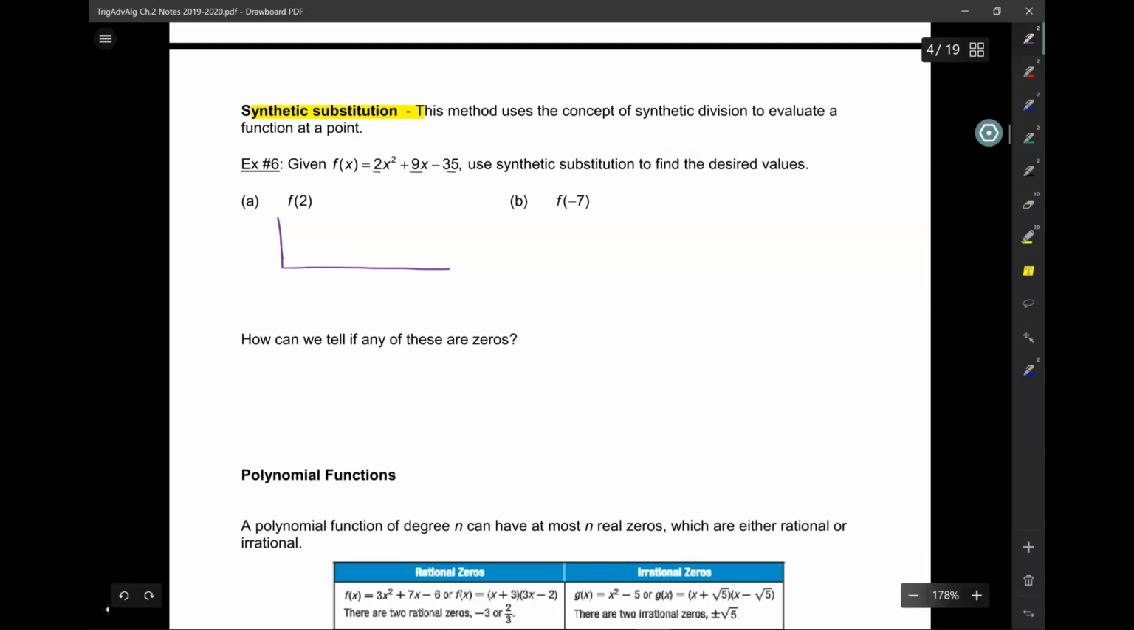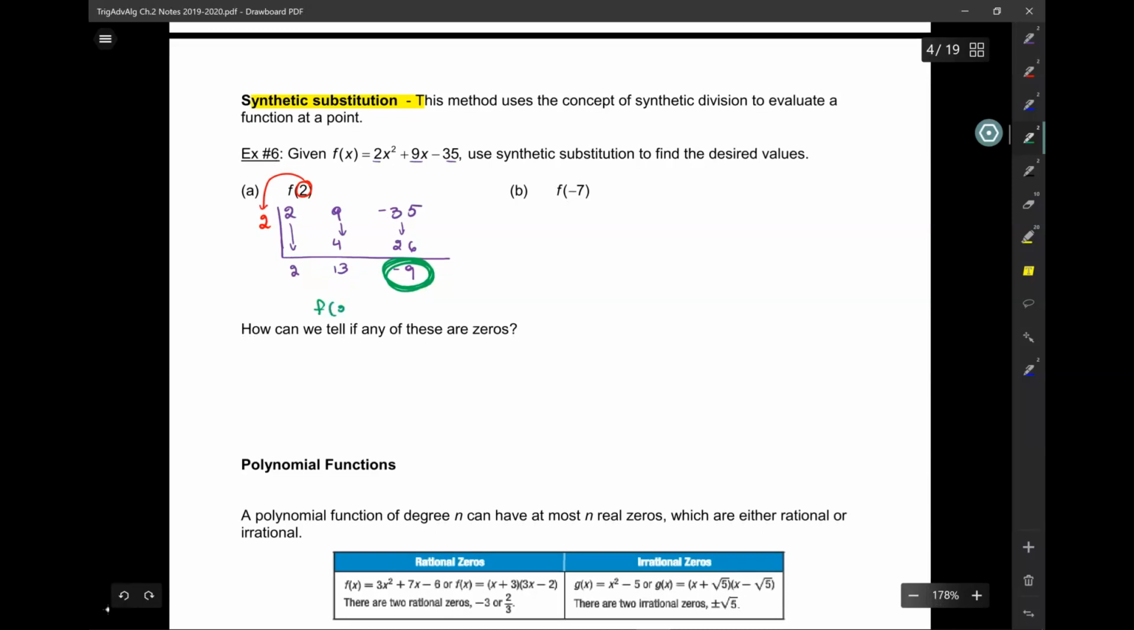Put in the coefficients here. So x squared, x to the 1, and x to the 0. So 2, 9, -35. Out here, it's actually a little bit simpler. There is no work involved. You just put that number 2. So now the first comes down. Multiply by the outside number, you get 4. You add, you get 13. Multiply, 26. You add, you get -9. And hey, that answer that we had said was the remainder is actually f of 2.